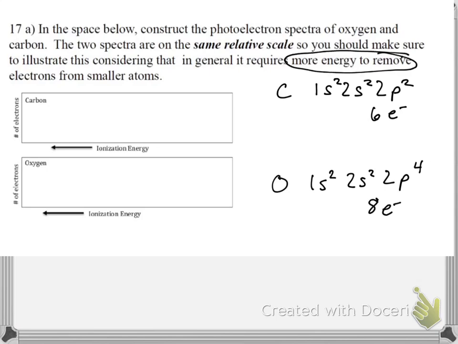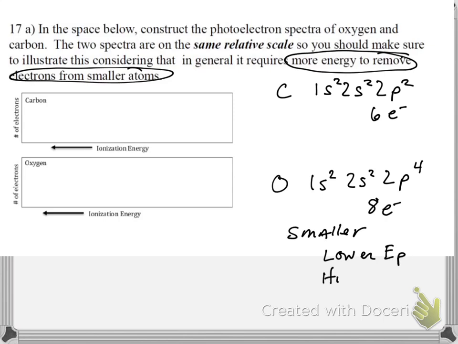Okay, we see that more energy is required to remove electrons from smaller atoms. So this is giving some insight. Oxygen is the smaller atom. That means these electrons have lower potential energy, and therefore must have a higher ionization energy. Ionization energy increases going from right to left.